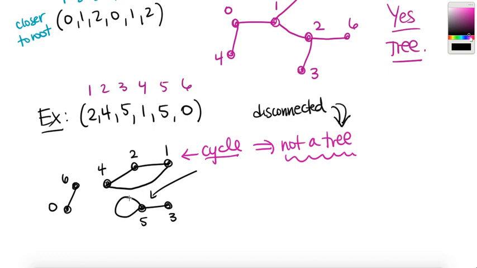So basically, you just go and try to draw it in the same way, but if you run into something that is automatically not a tree, like a cycle or two separate pieces, then you know that it's not a tree and you can stop.